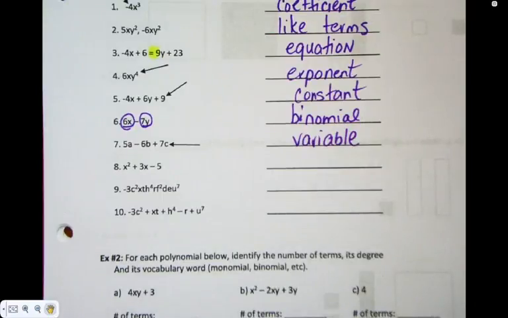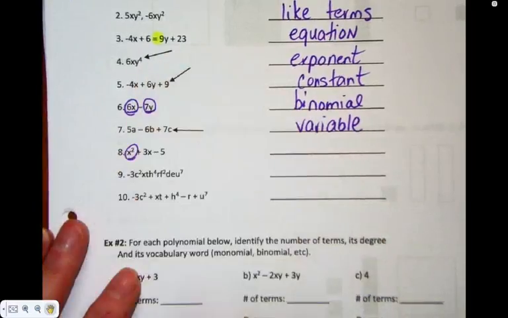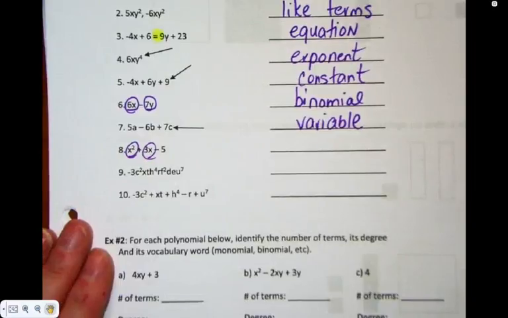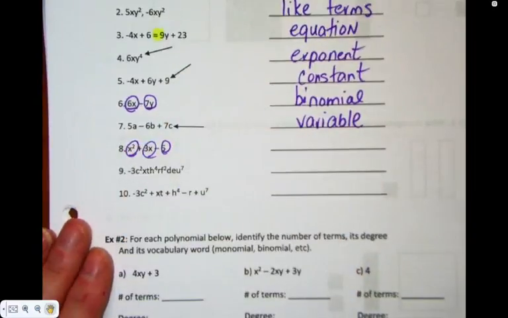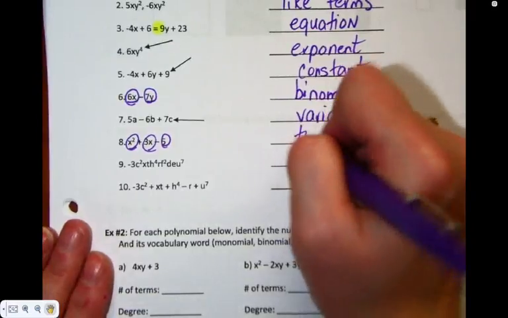Eight, not pointing to anything specific, so it's probably talking about the number of terms. What's the first term that you see? The second term? And the last term? Count the number of terms. What's an expression with 3 terms? Trinomial.